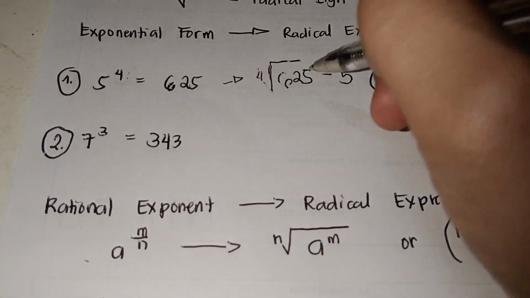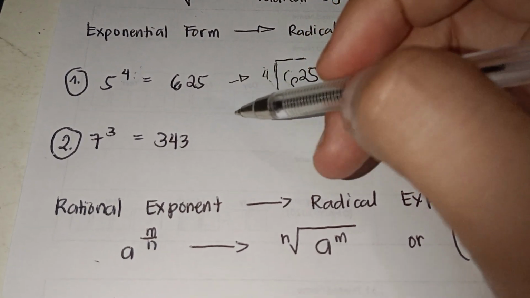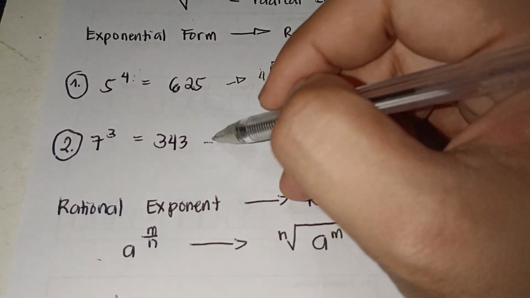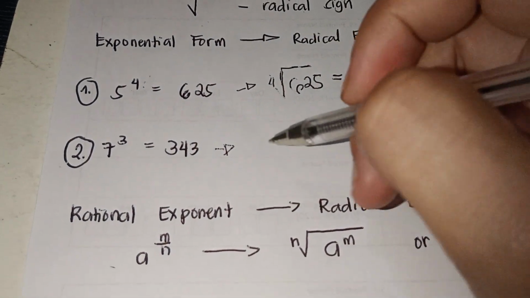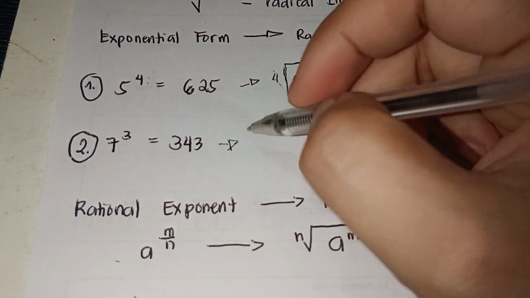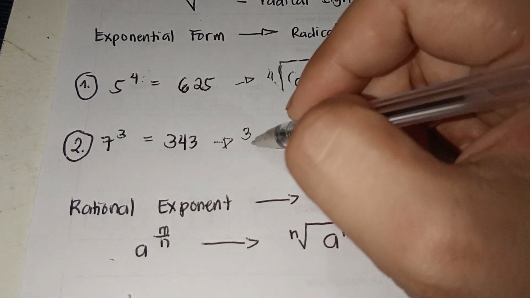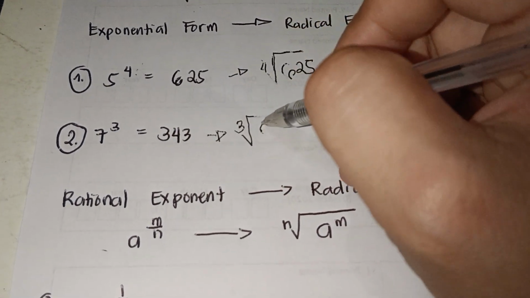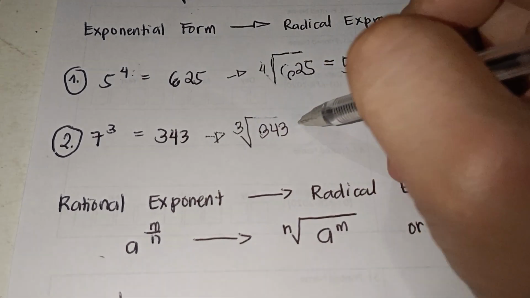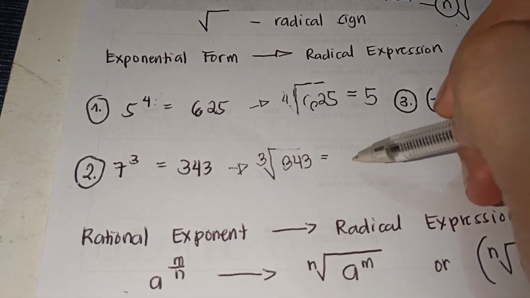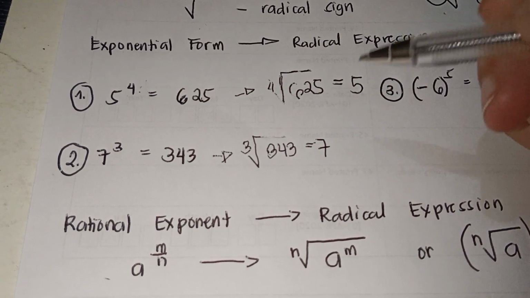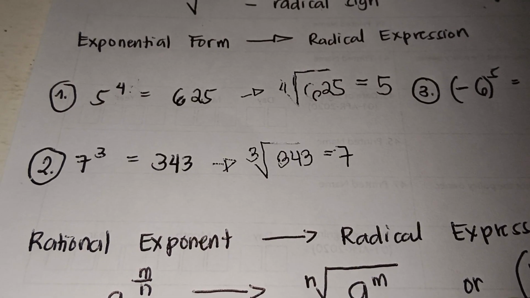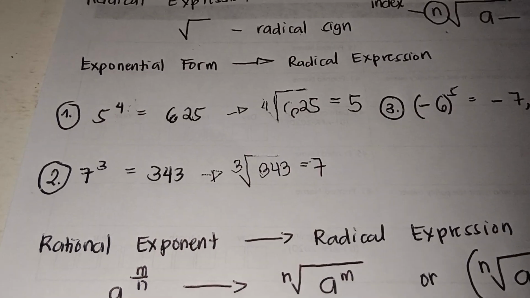Another example po. We have 7 cubed is equals to 343. So this one is an example of exponential form. Okay, so i-rewrite natin siya sa radical expression. Lagi niyong tingnan yung exponent kasi siya po yung magiging index natin. So that is 3. Then radical sign, copy the answer which is 343, then equals to the base which is 7. So that is how we're going to rewrite exponential form into radical expression po.